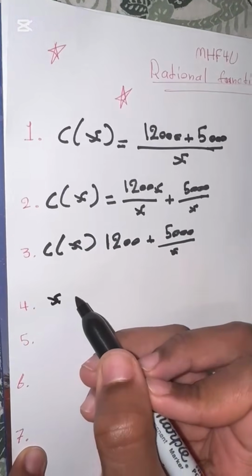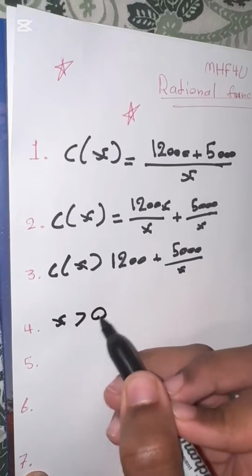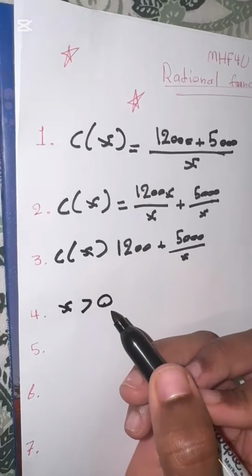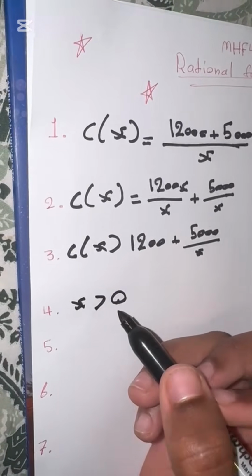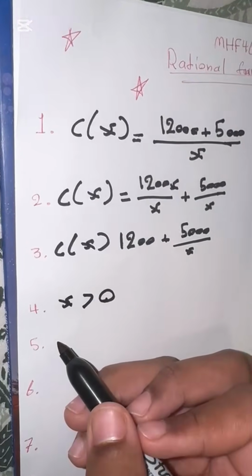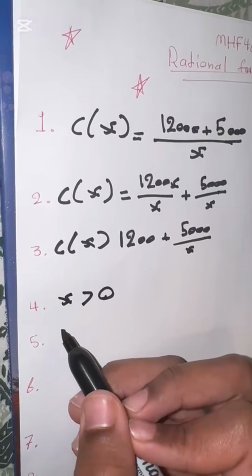Next, I found the domain. Since x represents students, x cannot be 0 or negative. You cannot have 0 students and still divide the cost. So the domain is x greater than 0.